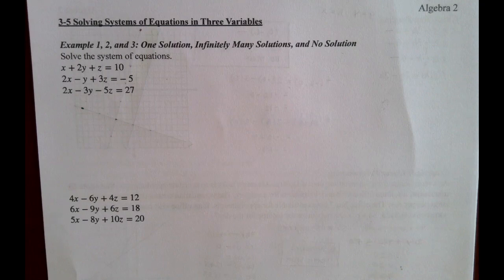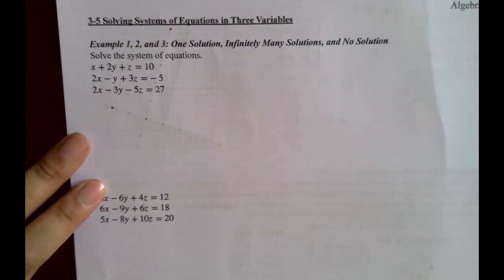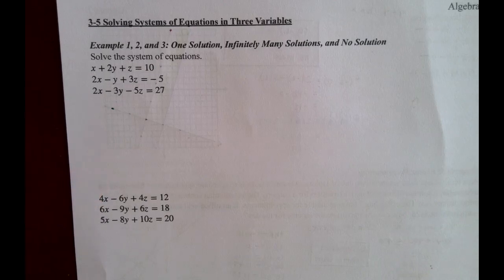Okay, let's get started with example one. We're going to do examples 1, 2, 3 before you try some check your understanding ones, just so that it's not obvious that the first one is one solution, the second one is infinitely many solutions, and the third one is no solution. So we're going to mix it up a little bit there.